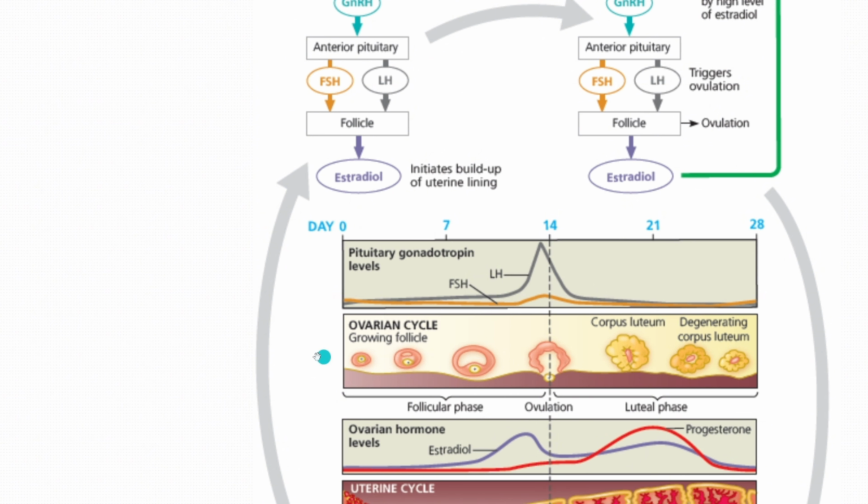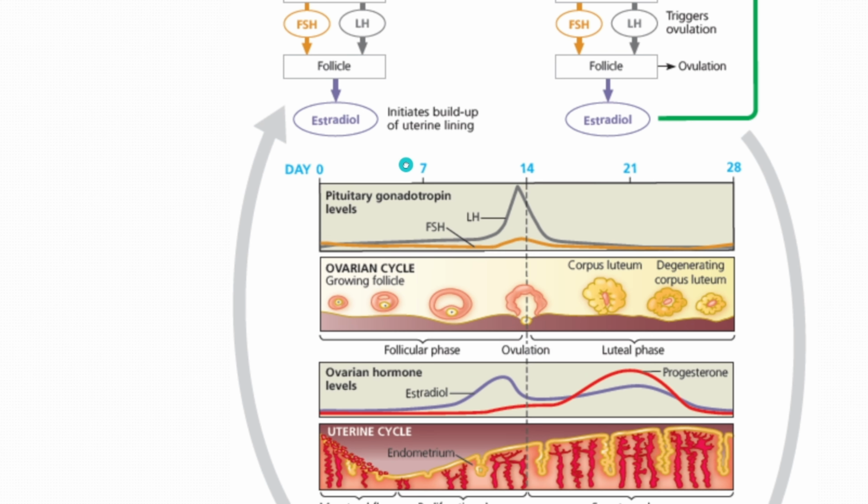This growing follicle will start to secrete estrogen. That is why you see here that when FSH starts to increase, estrogen also starts to increase, because the growing follicle secretes the estrogen at the initial stage. When the corpus luteum is not yet produced, estrogen at the initial stage is secreted from the growing follicle.